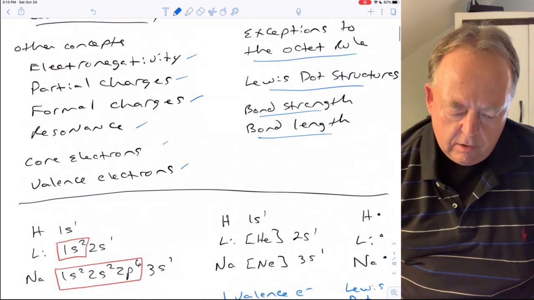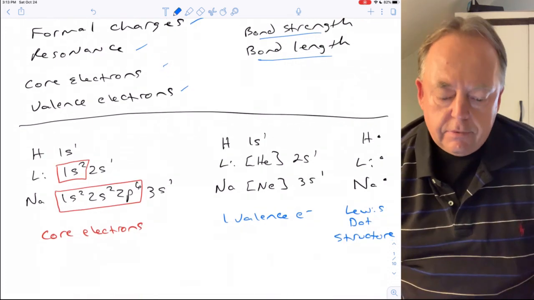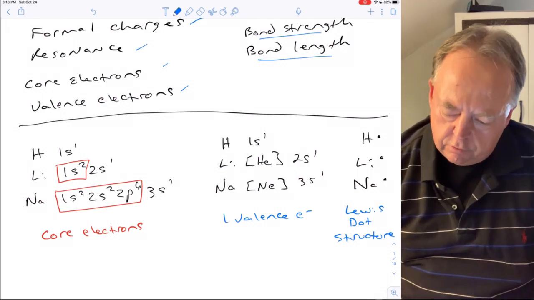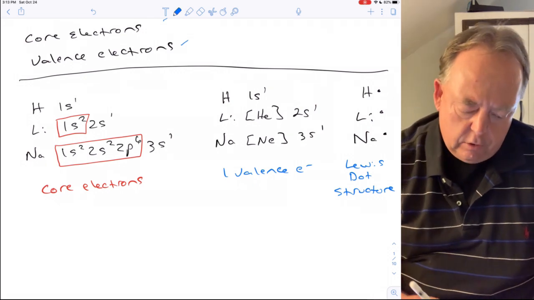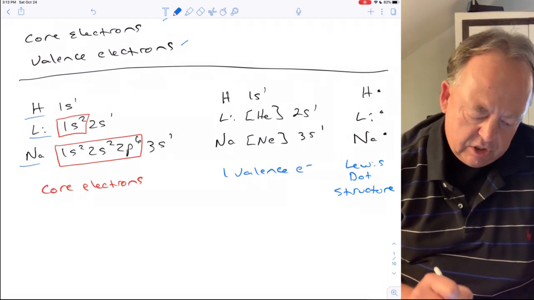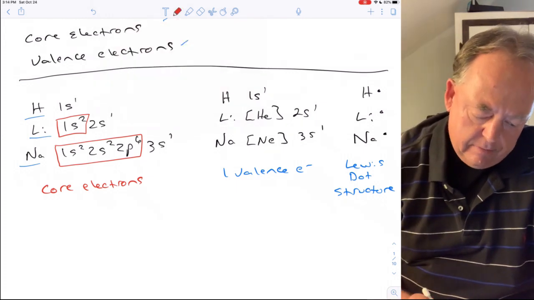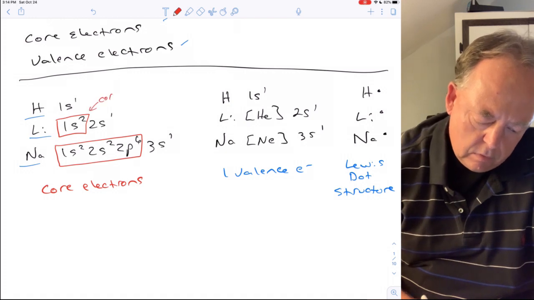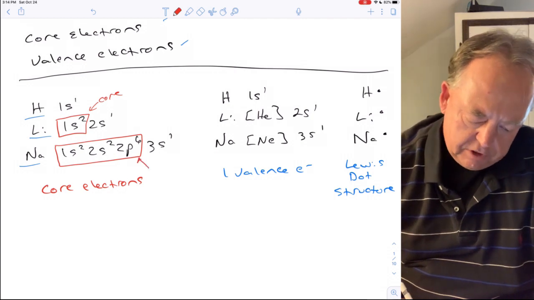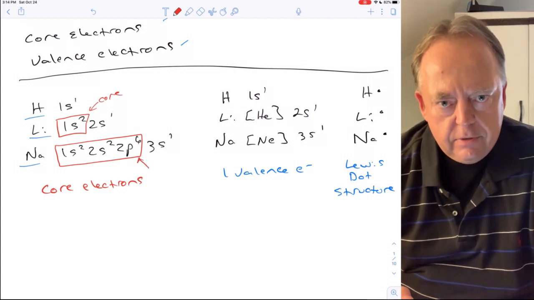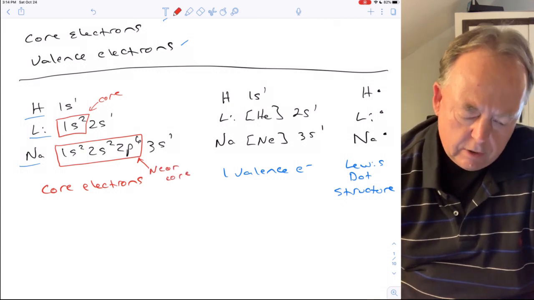Okay, so we talked a little bit about core electrons and valence electrons and a little bit about ionic bonding in the previous chapter. Just to refresh your memory, how are valence electrons and core electrons defined? If we take hydrogen, lithium, and sodium, for example, these are their electron configurations, and in red are the core electrons. That would be the noble gas core. So 2 electrons is helium, or for sodium, 2 plus 2 plus 6, that would be 10 electrons, so that would be the neon core.